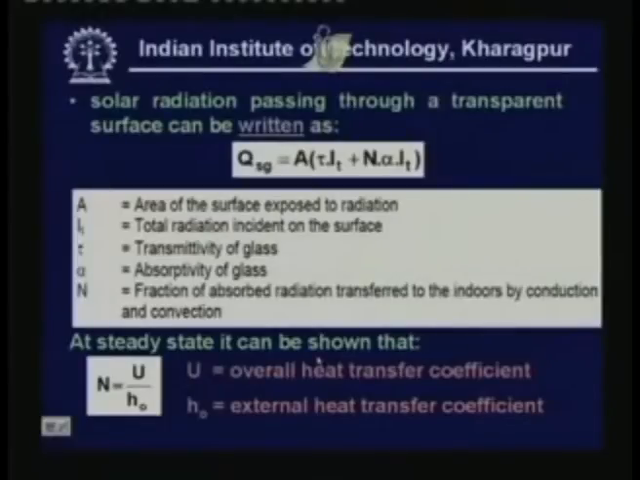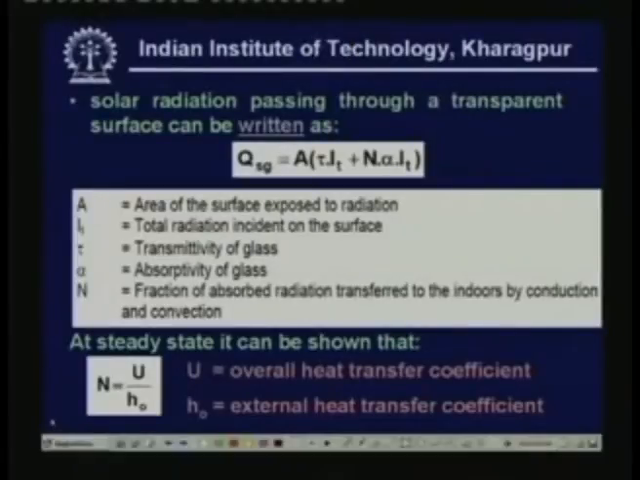So, under this assumption, you can write the solar radiation transmitted to the building, Q subscript SG, equal to A multiplied by within brackets tau into I subscript T plus N multiplied by alpha multiplied by I subscript T. Here, as I said, QSG is the radiation transmitted to the building and the units are watts in SI units, and A is the area of the surface exposed to radiation in meter square.